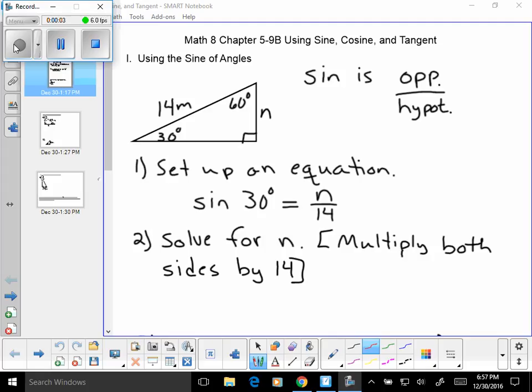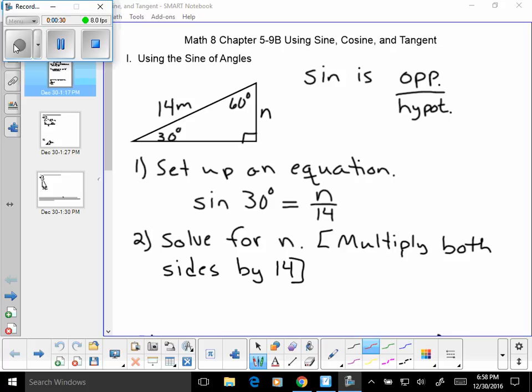Okay, class, we've made it to the last lesson of Chapter 5, Chapter 5.9b, using the sine, cosine, and tangent. What we're going to do is use those trig ratios in order to find the lengths of missing sides. This allows us to know the angles of a triangle and one side of a triangle, and then be able to find all the other sides.